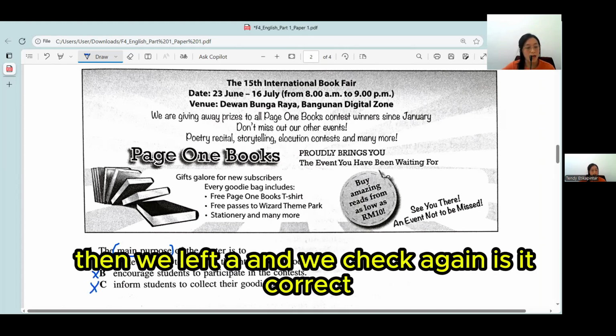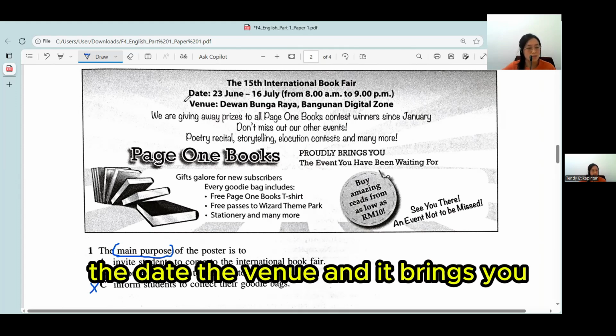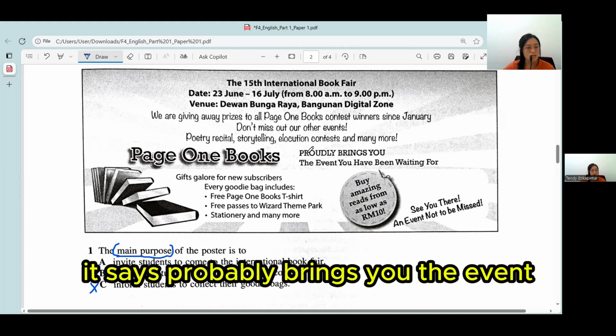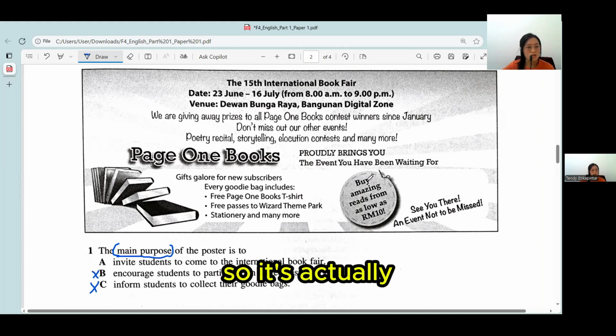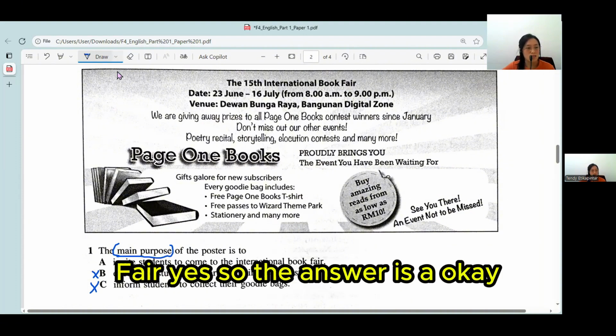Then we are left with A, and we check again. Is it correct? You can see this is a book fair title, the date, the venue, and it says it proudly brings you the event you have been waiting for. So it actually invites students to come to the International Book Fair. Yes, the answer is A.